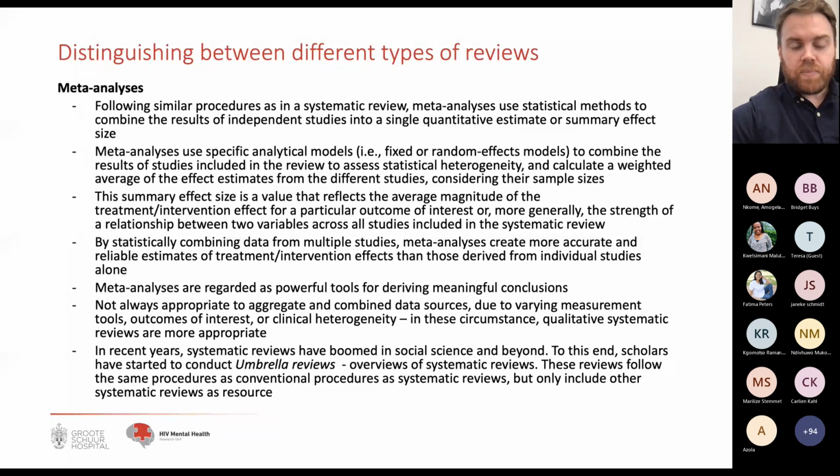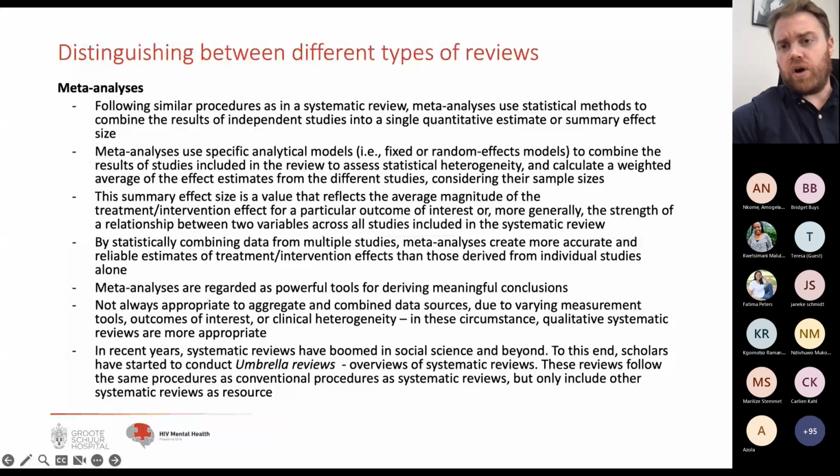And considering the amount of systematic reviews that have boomed in social sciences in the past couple of years, scholars and researchers have now started to conduct umbrella reviews, so reviews of systematic reviews, and they follow the same procedures as conventional systematic reviews, but only include other systematic reviews as a resource to get a really powerful idea of the available evidence.